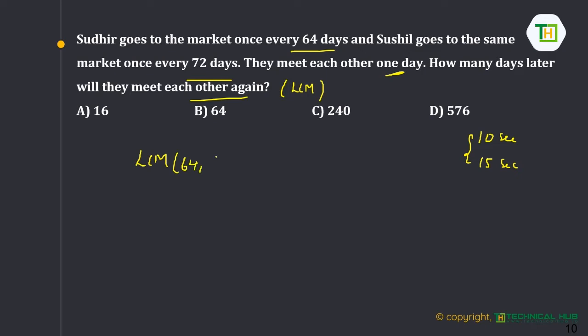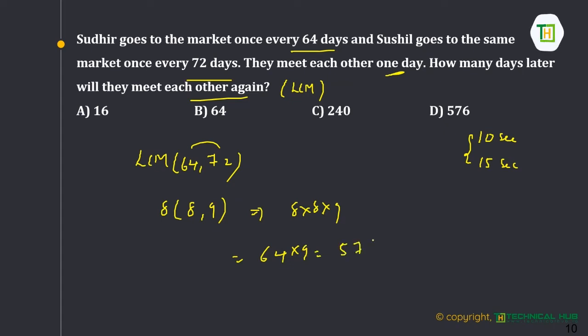So 64 and 72. So calculate the LCM of 64 and 72. So what is a common number here? So you can take the common number 8 here. So if you take common number 8, so 8 and 9. And if you multiply 8 into 9, you will get the LCM of 64 and 72. So 64 into 9, so that is equal to how much? So 576. Again, they will meet after 576 days.